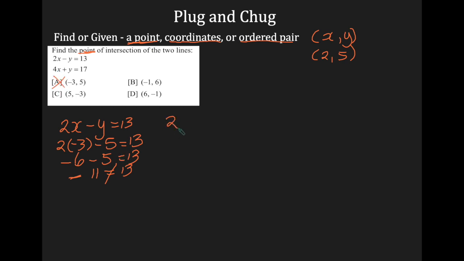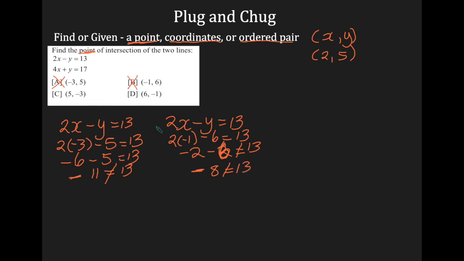Okay, using the same first equation, but we're going to try point B, hoping to get 13. Here our x is -1 and our y is 6. 2 times -1 is -2, take away 6. The negatives look like they're following each other, so my answer is negative, and when you add 2 and 6, you get 8. -8 does not equate to 13, so my answer is not B.